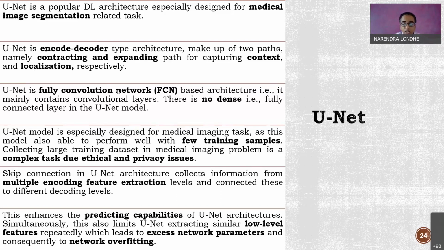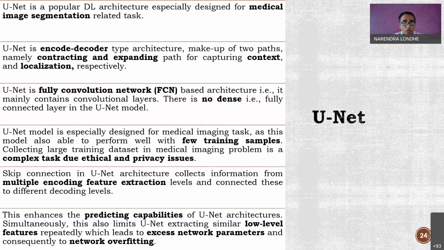Then UNet can perform well with few training samples. This is a very well established algorithm for image segmentation, right? It gives good results even with few training samples, because, as I was telling you from the beginning, deep learning architectures require larger data sets since they need to learn minute details. So if you want to learn the minute details, you have to give a larger data set.